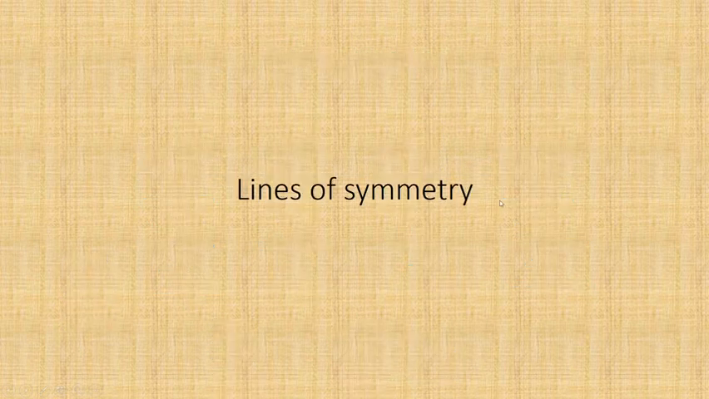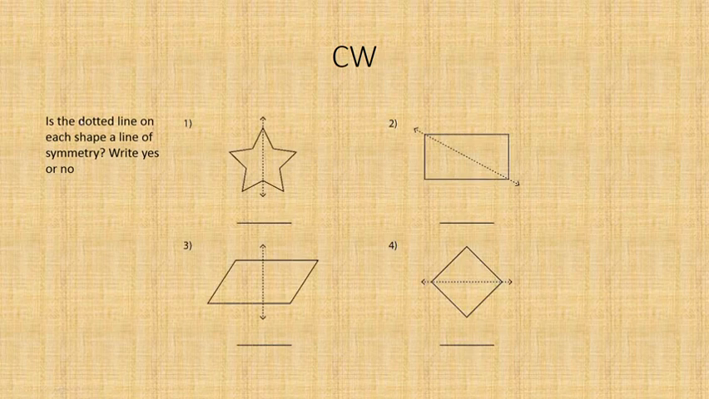Let's go to the second part of our lesson today. Lines of symmetry. So, first I need you to pause the video. Here there is a question: is the dotted line on each shape a line of symmetry? Yes or no? So pause the video for 2 minutes to think about it and answer it alone, and then come back to me to explain the answer for you.